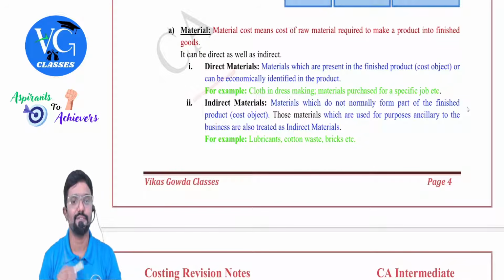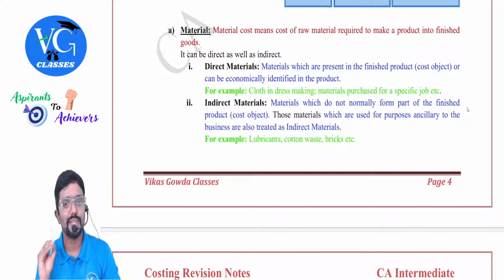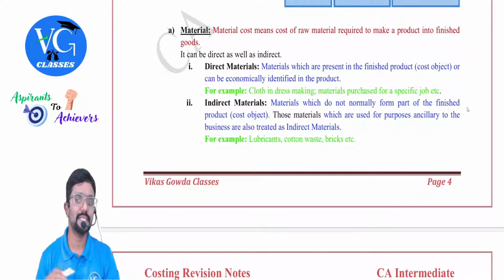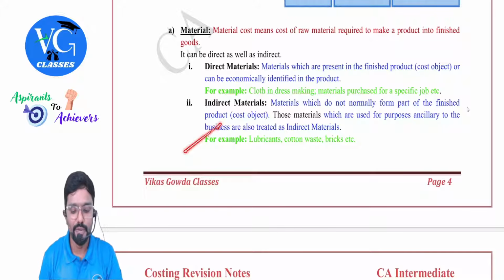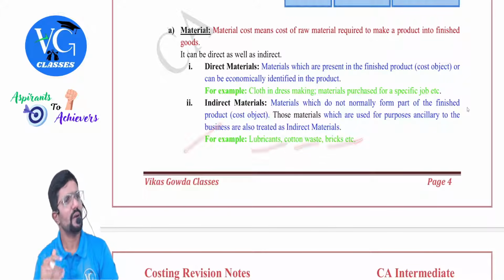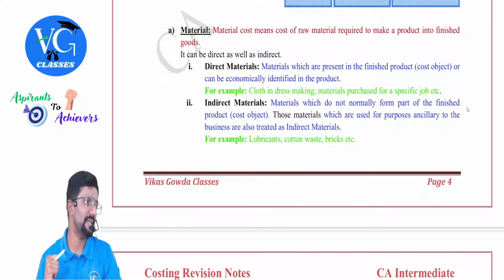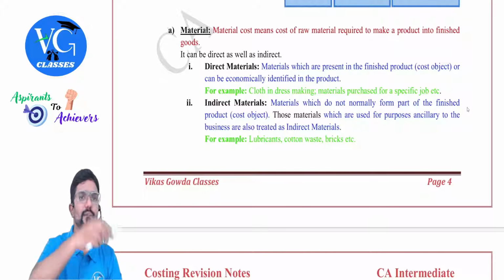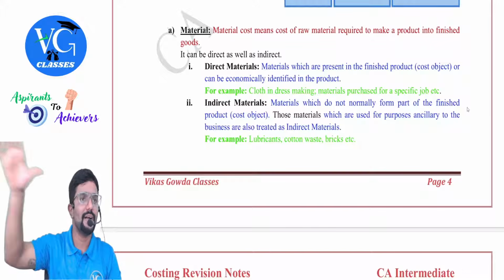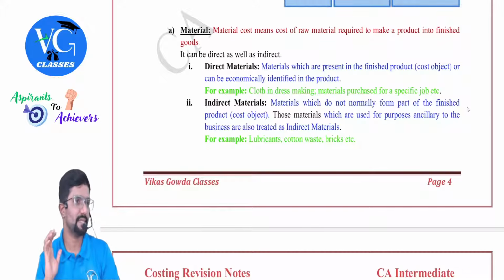Examples I have given, you can see, for direct materials: cloth in dressmaking, material purchased for a specific job, etc. Whereas indirect materials are lubricants, cotton waste, bricks, all these. Even, see, if I have to give an example, now assume there is a furniture making company. I have asked them to make this bench and desk.